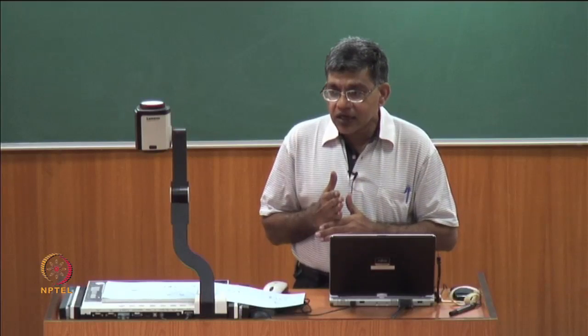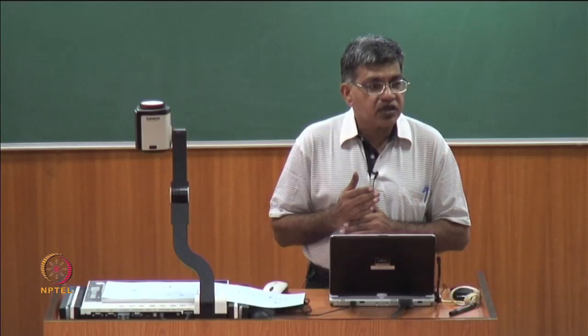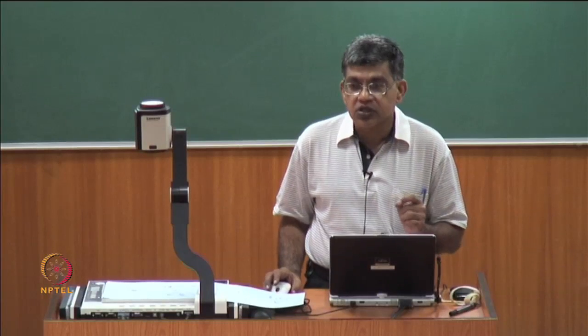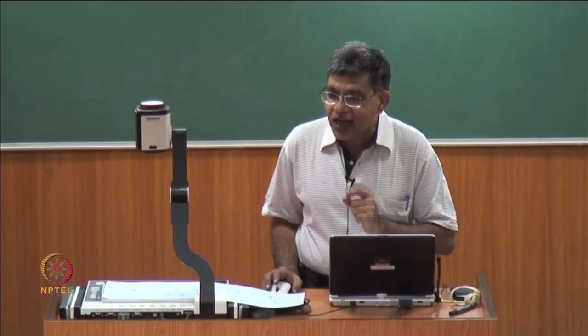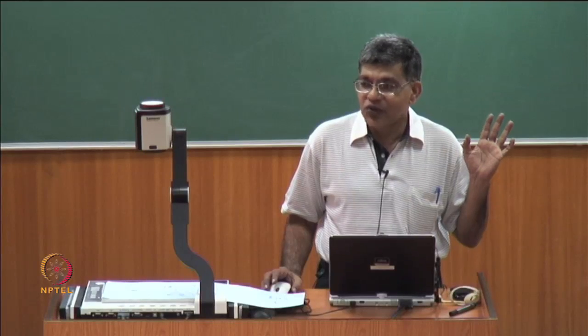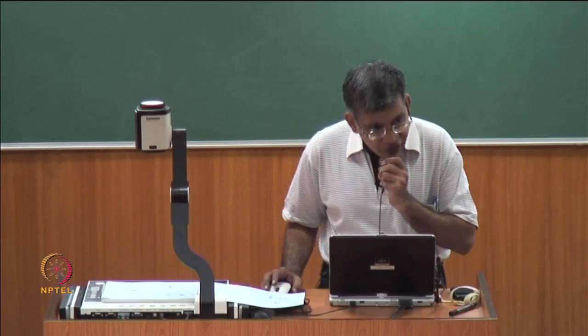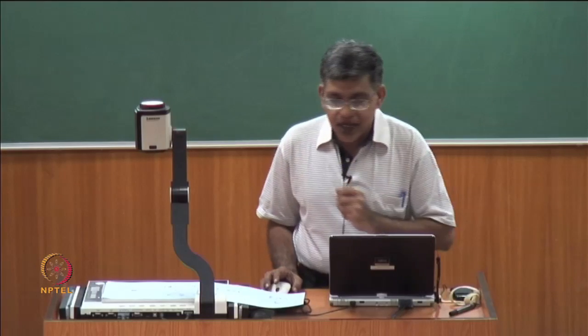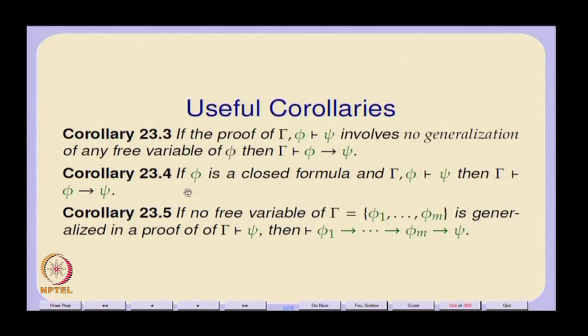So, it requires going through the proof tree to find out whether there is any occurrence of universal generalization. And if there is an occurrence of universal generalization, you have to check whether the free variables in this assumption phi have been generalized or not. If none of the free variables in phi has been generalized, then again you are safe. You can just apply the deduction theorem. If a free variable of phi has been generalized, then you cannot push it.